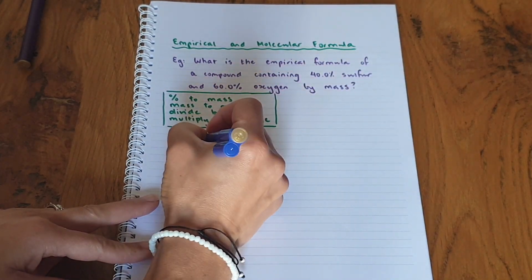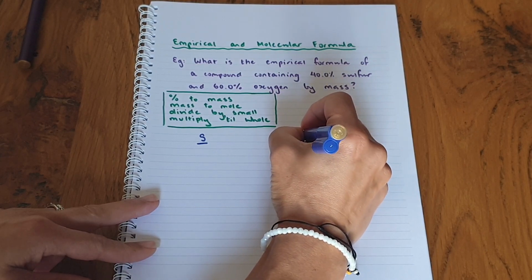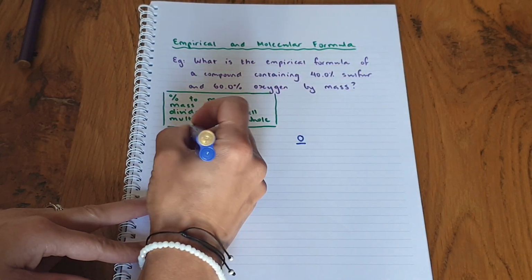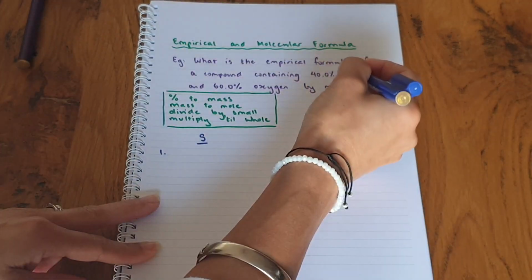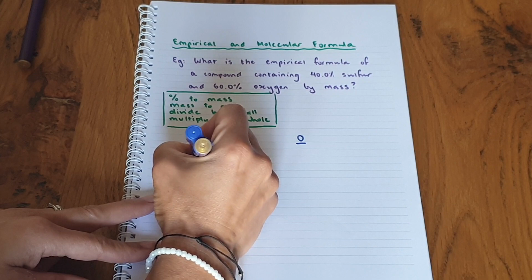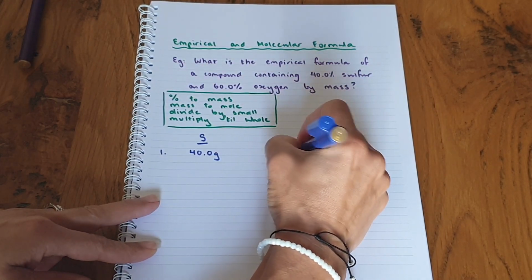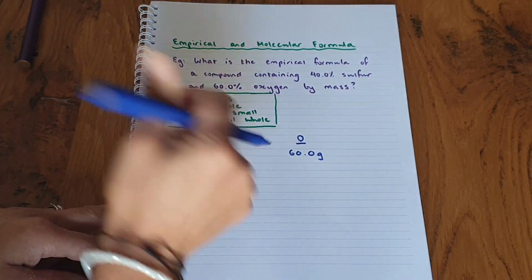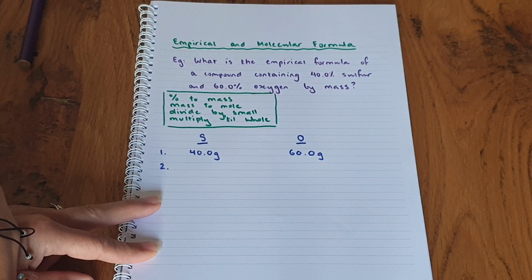So the first one is sulfur. So I'm going to list everything about sulfur under this particular side and everything for oxygen under this one. So the first step is to turn the percent to mass. So 40% sulfur means I'm now dealing with 40.0 grams of sulfur, and the 60% oxygen is 60.0 grams. Second step, turn the mass to mole. When in doubt, we always turn things into mole.